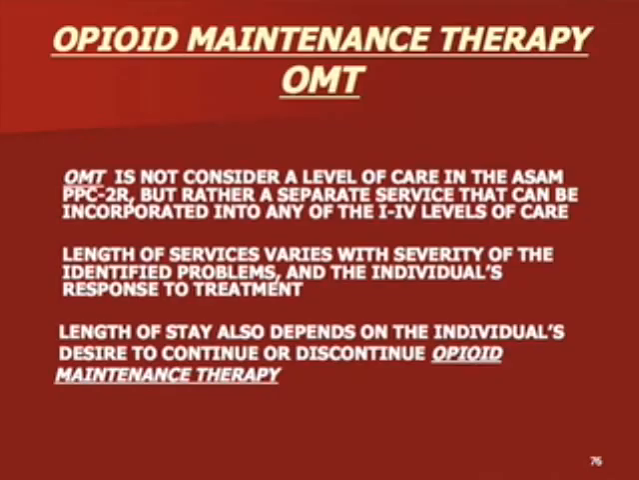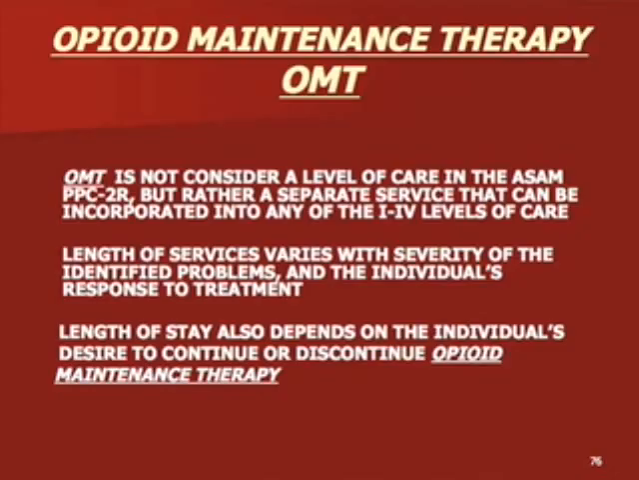Let's talk about opiate maintenance therapy, because it is part of the ASAM criteria. One of the things to think about is the fact that it's not considered a level of care, but rather a separate service that can be incorporated into any of the levels of care 1 through, what? 4. It couldn't be incorporated into a 0.5. Why? You'd have to have a diagnosis of opioid dependency. Yeah, you'd have to have a diagnosis.